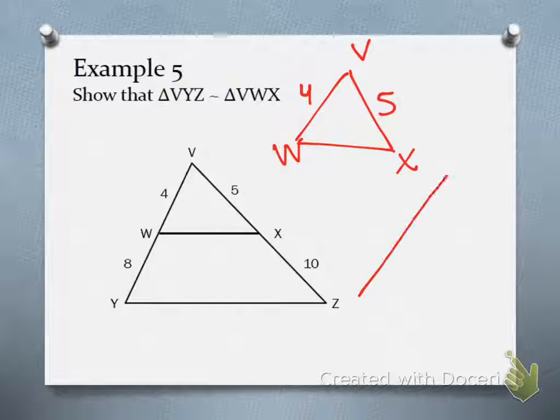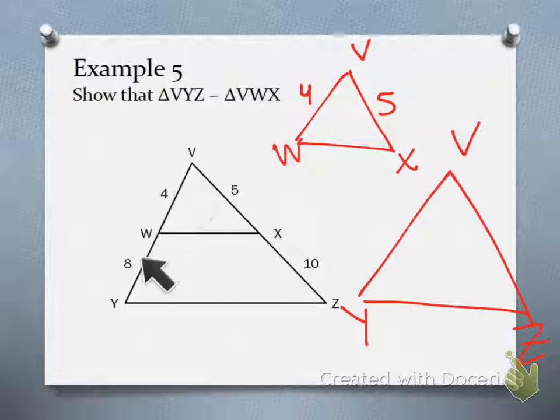Let's also draw our larger triangle, which is VYZ. What's the side length of VY? 12. How'd you get that? You add them together. If they tell us both pieces, we can add them together to get the whole side length. So we know that that side has a length of 12. All right, what about the other side? VZ is going to be 15.